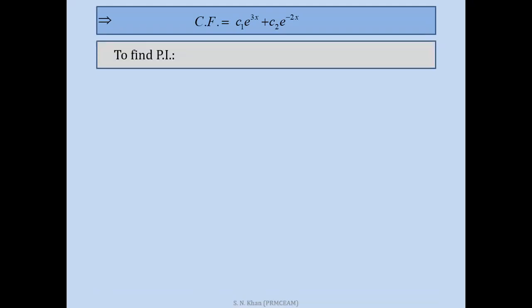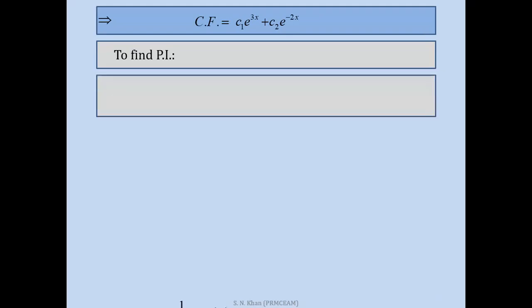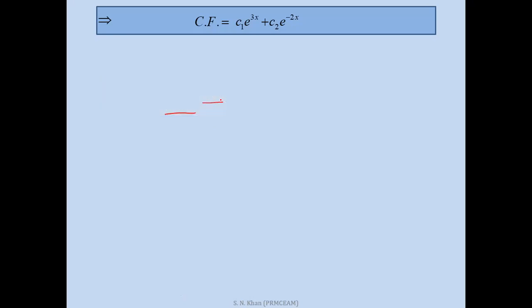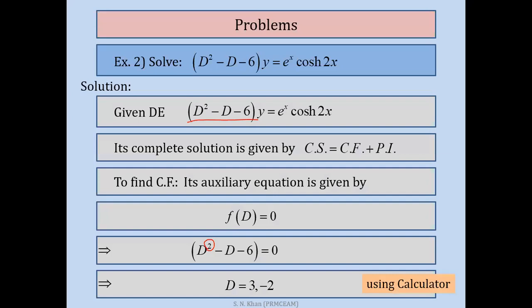Now, next part to find PI. And formula for PI, it is 1 upon f of d operating on f of x, capital F of x. So again, we need here value of operator f of d and value of function capital F of x. Ye do values hame chahiye. So let's check these values. So value of operator is here d square minus d minus 6. It is value of F of d.